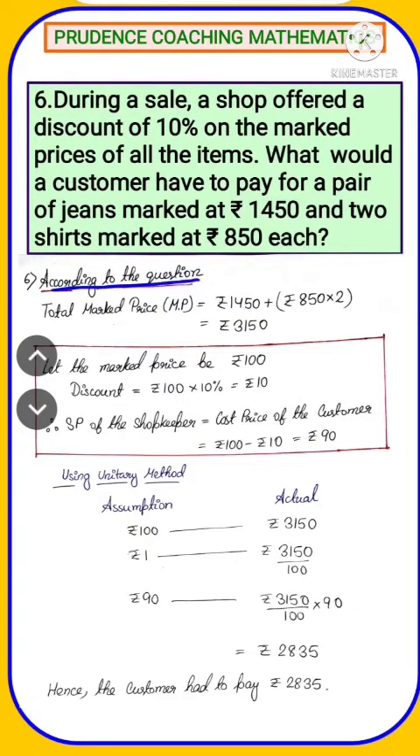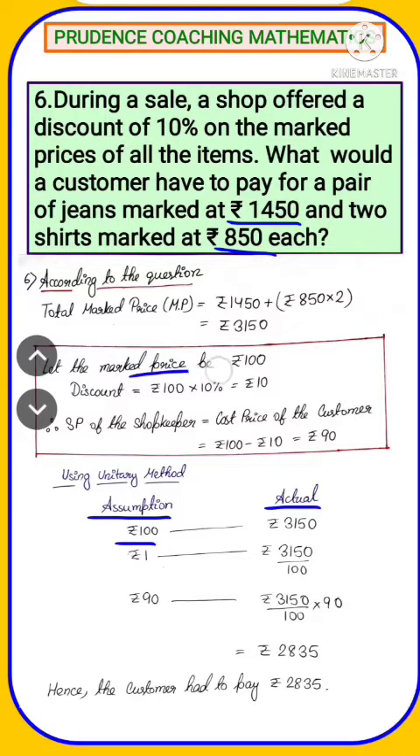But according to the question, you are given the marked price. So we have written, according to the question, total marked price, that is MP, is equal to 1450 plus 850 into 2, because one shirt costs 850 rupees. So in total we are getting rupees 3150. So now we will just compare the actual with the assumption using the unitary method. Always keep the assumptions on the left hand side and the actual value on the right hand side, because we need to calculate the actual value.